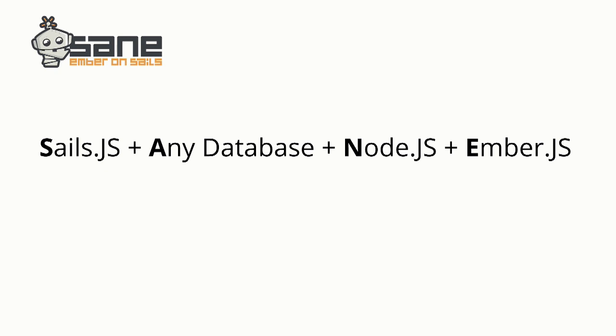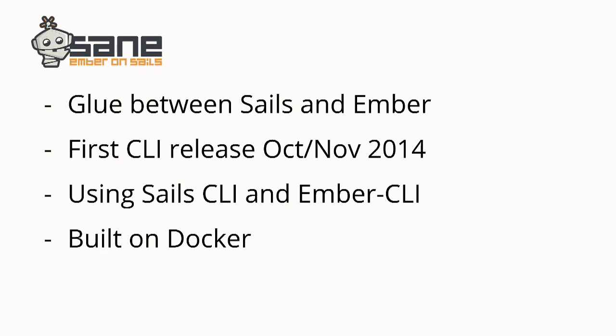With Sails.js you can use pretty much any database. You can write adapters, and it supports MySQL, PostgreSQL, Mongo, and a bunch of others. And then there's Node.js and Ember.js. Essentially it glues these two frameworks, the backend framework and the frontend framework, together and makes it a full stack framework. The MEAN stack is pretty much the thing that's most comparable to it, and I guess you can also compare Meteor to it, if any of you know about that.